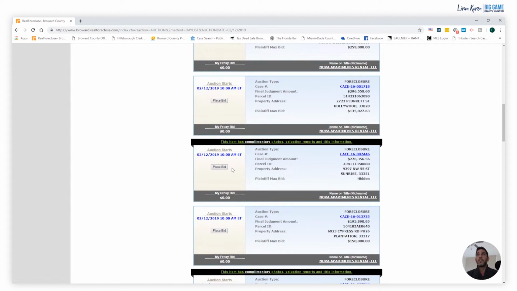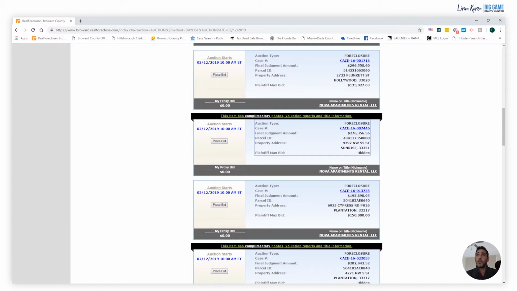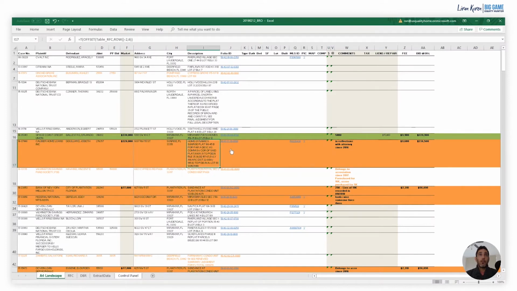So I'm gonna be placing my highest bids on the property that I already checked and that I know my numbers on. And let's take this one, for example, which I'm planning to bid on. It's on my list. Let me show you what my list looks like. So the green ones are the ones I already checked title on, and I know my numbers and everything is accurate.